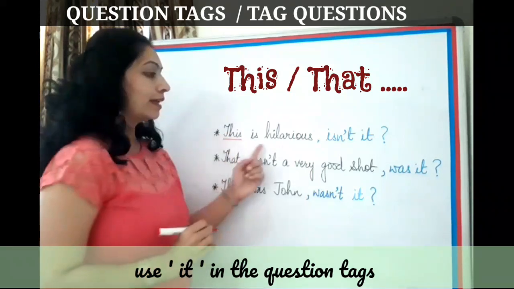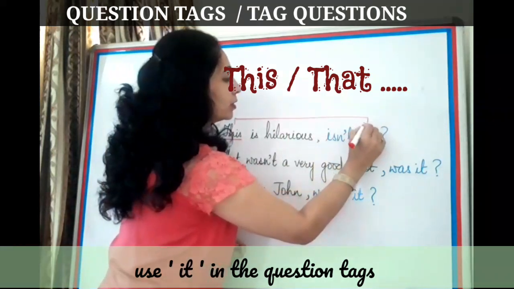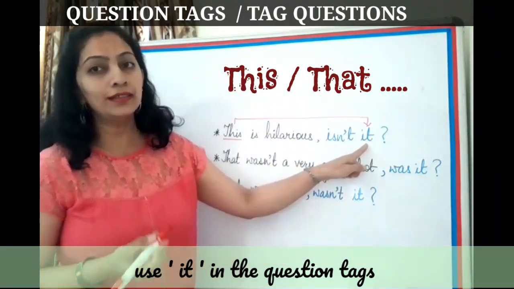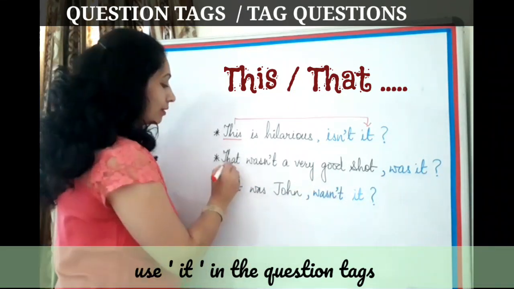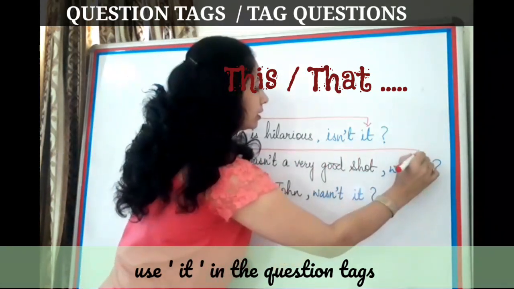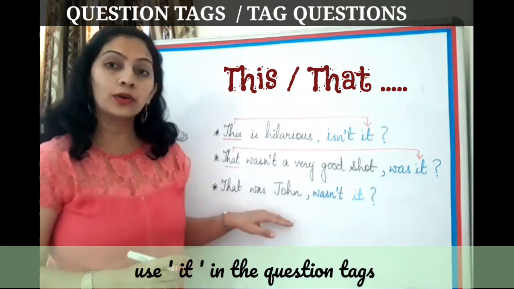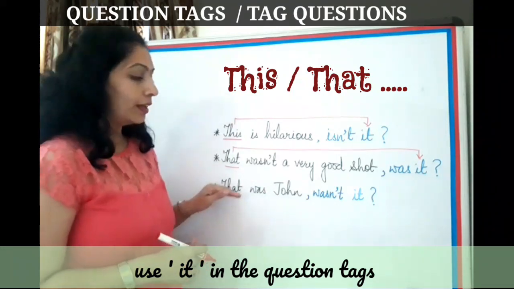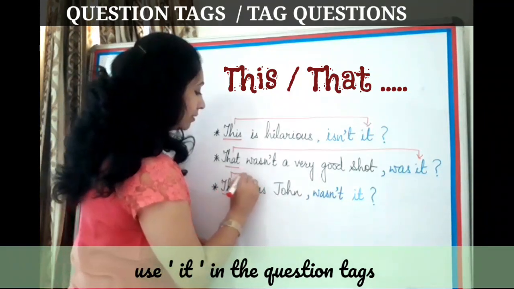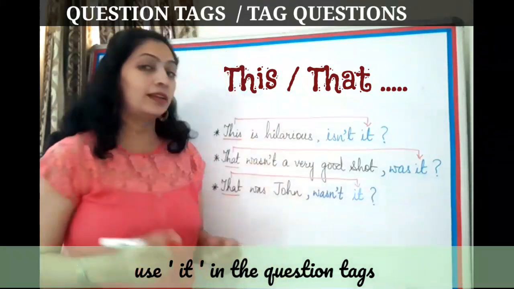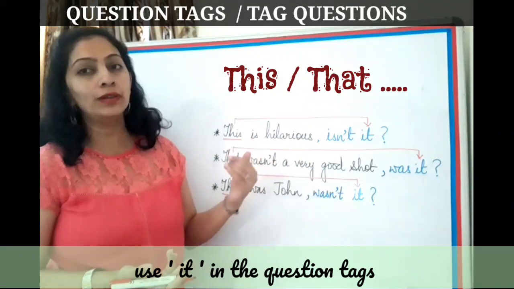Let's look at these examples. This is hilarious, isn't it? Because this statement has got this, I am going to replace it with it in the tag. Next one, that wasn't a very good shot. So that will become it in the question tag. That was John. Now here we are talking about a person, but if it is starting with demonstrative, we will always have it. Therefore, that will turn into it. And again, not to forget the rule that the positive statement will have a negative tag and negative will have a positive tag.